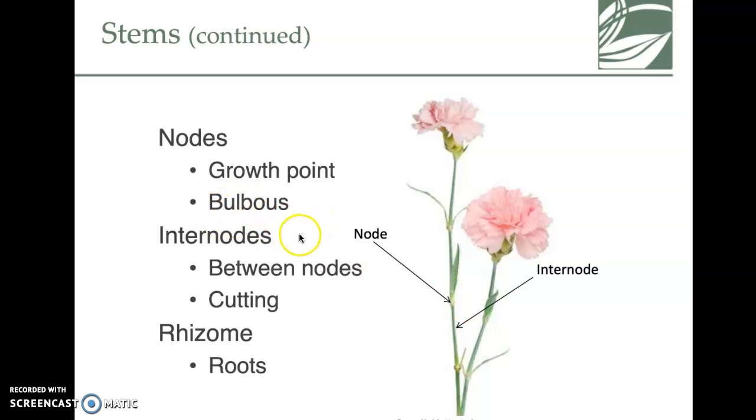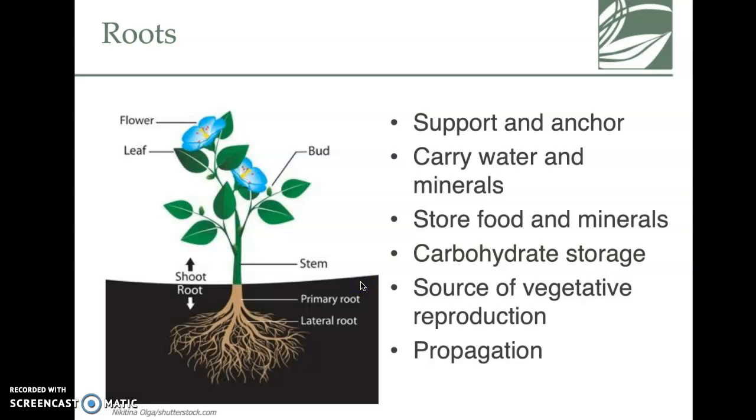I told you that in between the nodes is the internode. And if I'm going to cut this and put it in an arrangement, I'm not going to cut at the node because it's a thicker spot on the stem. I'm going to cut it down here where it's thinner. The rhizome part is going to be the roots, and we'll see roots on the next slide here.